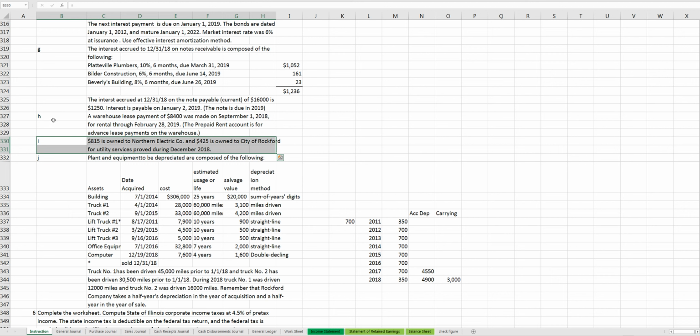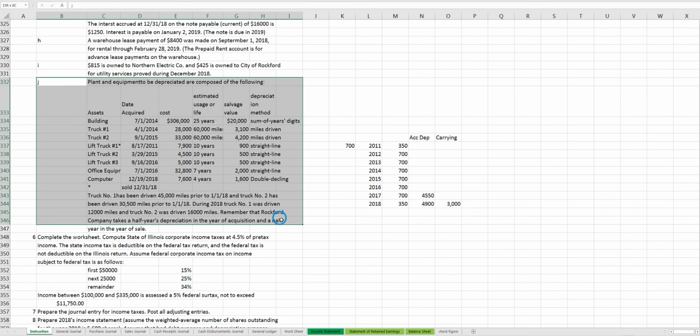Part I. $815 is owed to the company, $425 is owed to the city, and also utility bills, right? So basically, we're going to debit utility expense and credit accounts payable together.